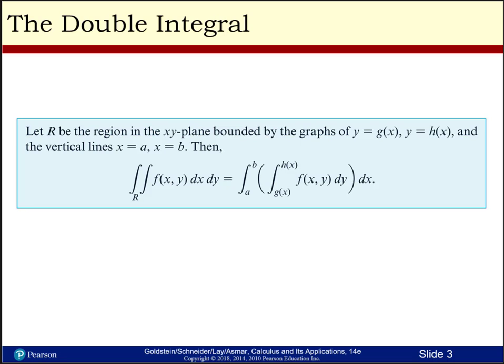Let R be the region in the xy plane bounded by the graphs of y equals g of x and y equals h of x, and the vertical lines x equals a and x equals b. Then the double integral of f of x,y dA is equal to the integral from a to b along with the integral from g of x to h of x of f of x,y with respect to y and then with respect to x.